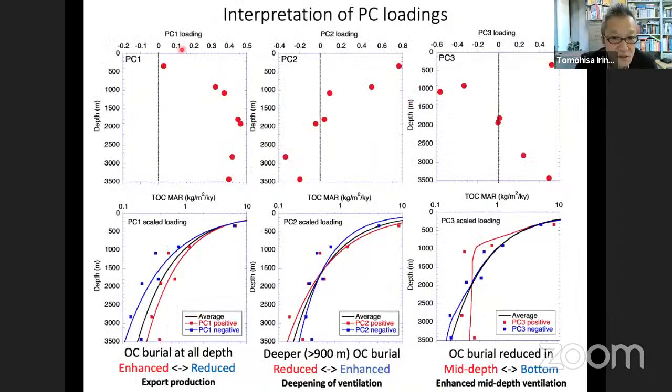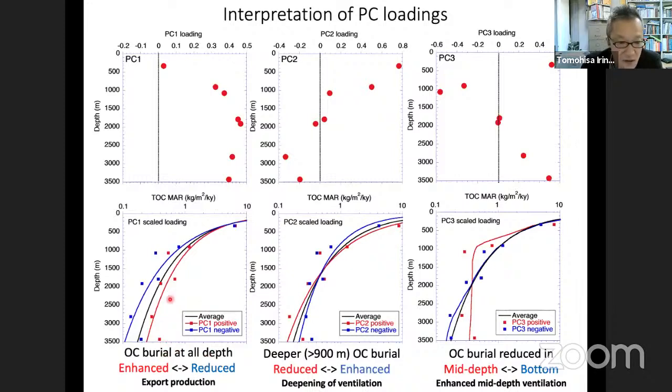Now, principal component loadings. In the case of PC1, the whole water column responds at the same time, positively or negatively. This is just the whole water column enrichment or depletion of the organic carbon deposition, which suggests the change in the export production.